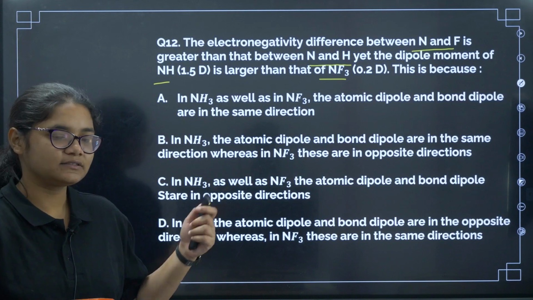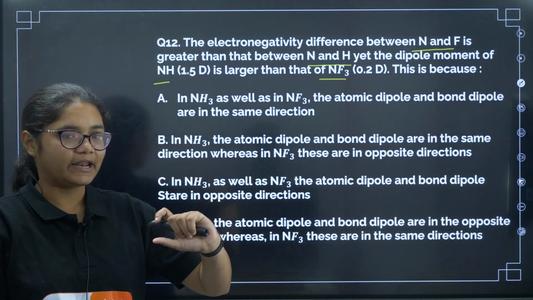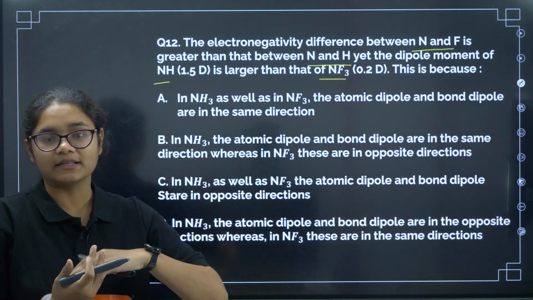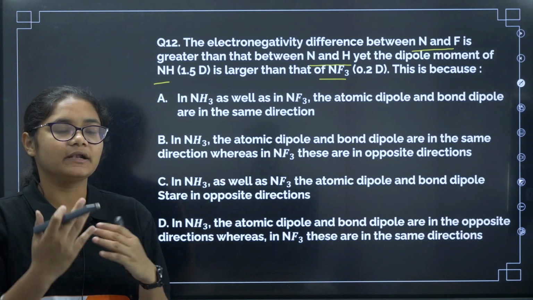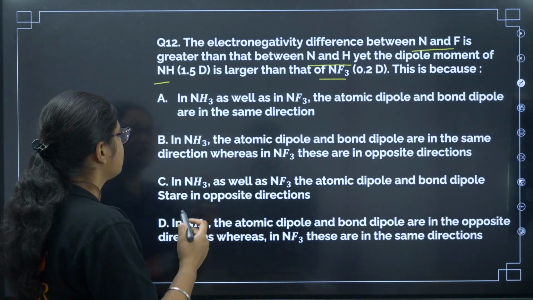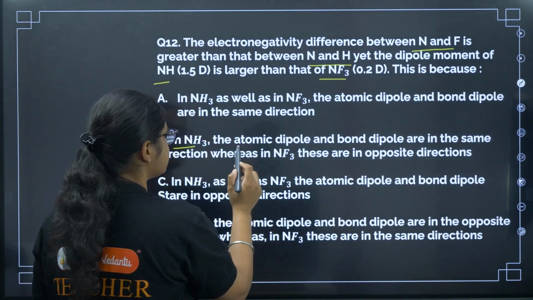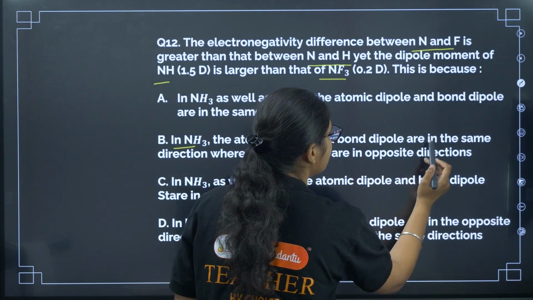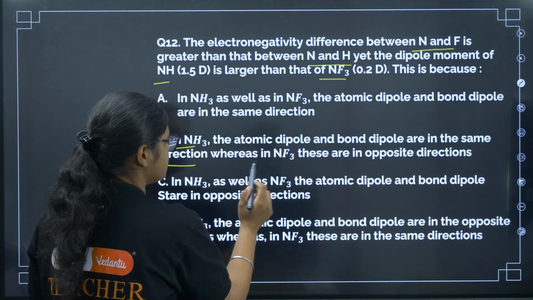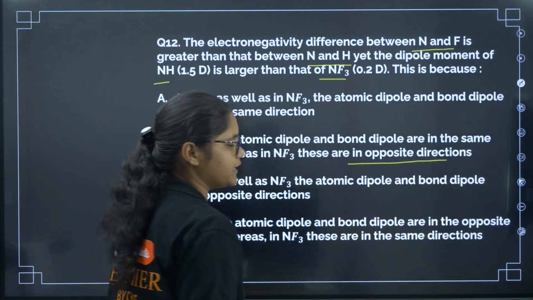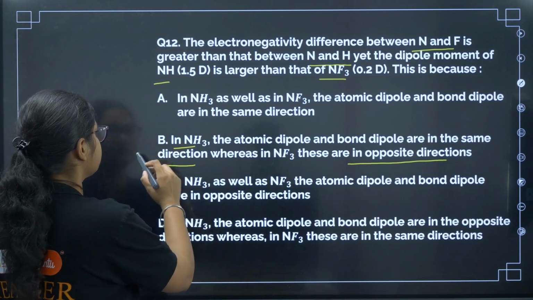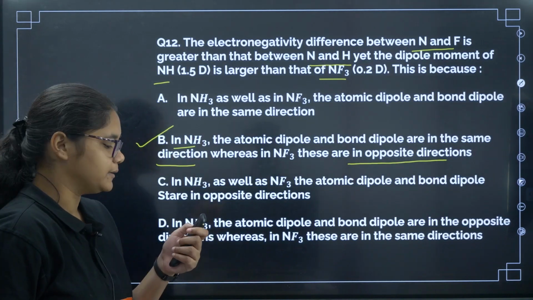This is because, so just now we have discussed this concept. In NH3, all the dipole moments are in the same direction. That is why the dipole moment increases. So you can read here, in NH3, the atomic dipole and the bond dipole are in the same direction, whereas in NF3 they are in opposite directions. So the correct answer for this question is option number B.